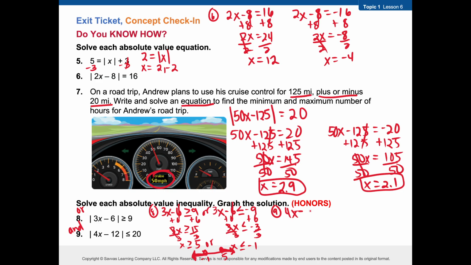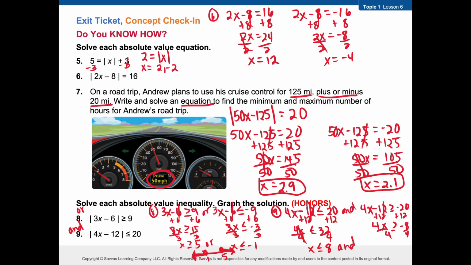Number 9 should be an and. 4x minus 12 less than or equal to 20, and 4x minus 12 greater than or equal to negative 20. Add 12 to both sides. 4x is less than or equal to 32. Divide by 4. x is less than or equal to 8. And add 12. 4x is greater than or equal to negative 8. Divide by 4. x is greater than or equal to negative 2.